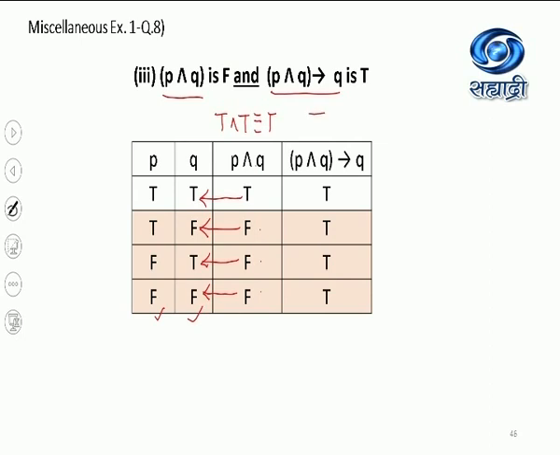Now what hint do I use here? T implies F is F. So where do I get it? Nowhere do I have T implies F. See, what is the first combination? T implies T. Second combination, F implies F. Third combination, F implies T. Last combination, F implies F. Nowhere does the T implies F combination exist. So taking this hint, all other values in the last column are T, T, T, T.